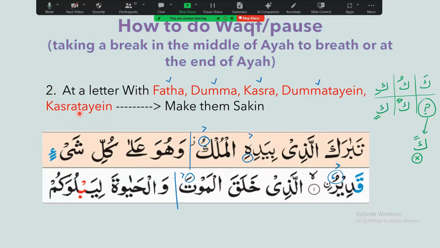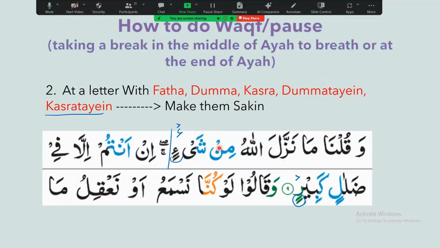And the next is with kasratain. For this, we'll have to see the next example. Here, وَقُلْنَا مَا نَزَّلَ اللَّهُ مِنْ شَيْءٍ. Okay, so here, شَيْءٍ. And if you take a break here, at the end on Hamza, there is kasratain, right? The two kasras below the letter, we change that into sakin.